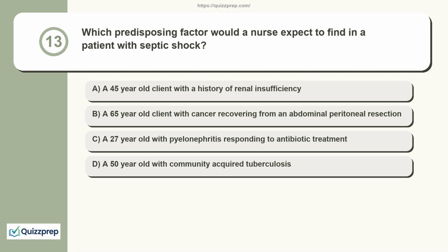Question 13. Which predisposing factor would a nurse expect to find in a patient with septic shock? A 45-year-old client with a history of renal insufficiency. A 65-year-old client with cancer recovering from an abdominal peritoneal resection. A 27-year-old with pyelonephritis responding to antibiotic treatment. A 50-year-old with community-acquired tuberculosis.